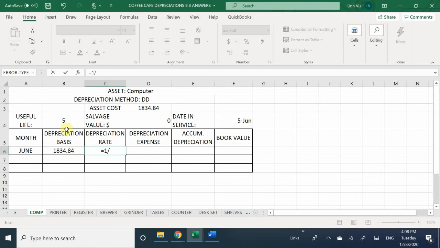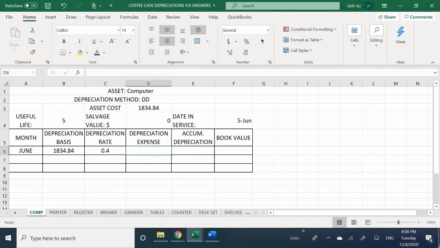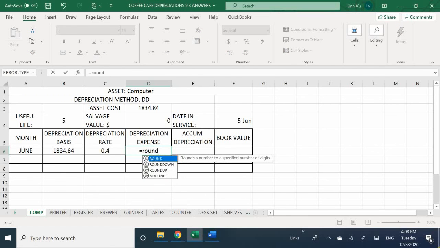And then our rate is going to be 1 divided by 5, which is going to give us 20%, and we're going to multiply it times 2 because we're doubling it, which is going to give us 40%. Good. All right. 0.4. And then our depreciation expense is going to be equal, round, just in case. We're going to take the depreciation basis and multiply it by our percentage.